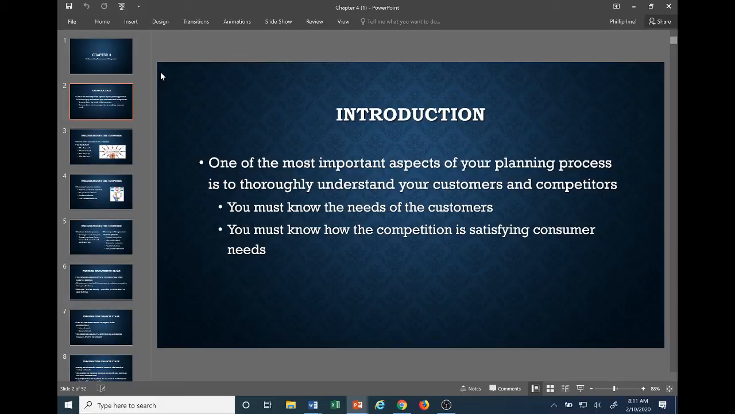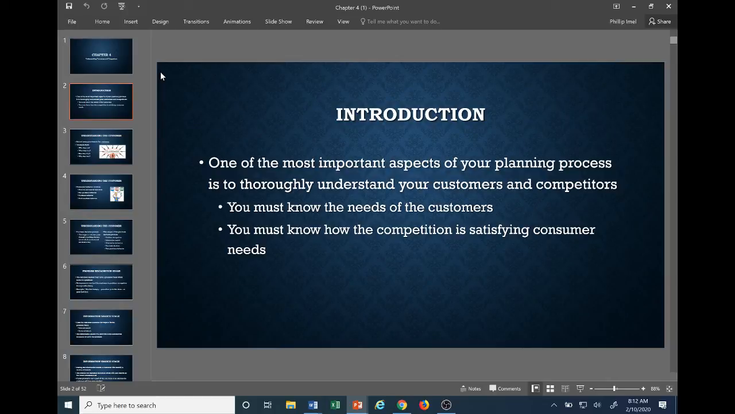And you also need to know how the competition is satisfying the consumer needs. So it gives you a little bit of a framework to work around to see what they're doing. And also by knowing what the competition is doing, it gives us a chance to see maybe something that they're doing wrong or that they've overlooked. So it gives us a chance to fill in a void or fill in a gap if there's something missing there. So obviously you have to be in touch with both the customers and the competition.